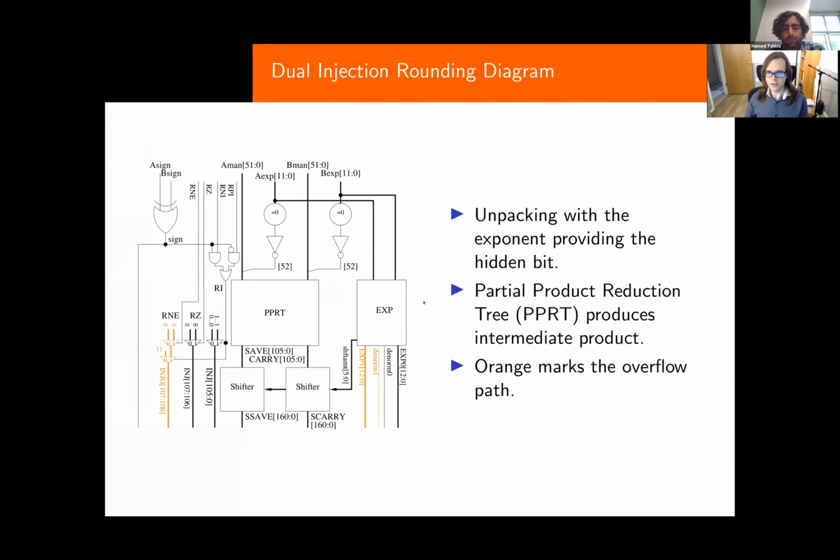My apologies, this diagram is quite large and busy, but it has to split over multiple slides. This slide shows the upper portions of the multiplier. The first part is the unpacking component, which finds the hidden bit, and then we've got the partial product reduction tree and the exponent calculation, and finally the shifters required to do the denormalization. Additionally, the overflow data path is shown in orange rather than black.